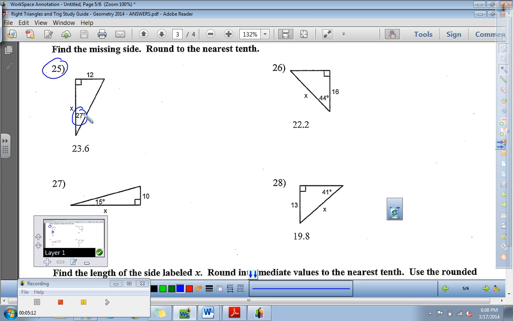According to 27, x is the adjacent side. 12, the other side it's given, is the opposite side. And this is the hypotenuse. Do we want to know what the hypotenuse is, or do we know what the hypotenuse is? No, so we're not going to use that. So at this point, that's not really any use to us. So what uses adjacent and opposite? Remember?